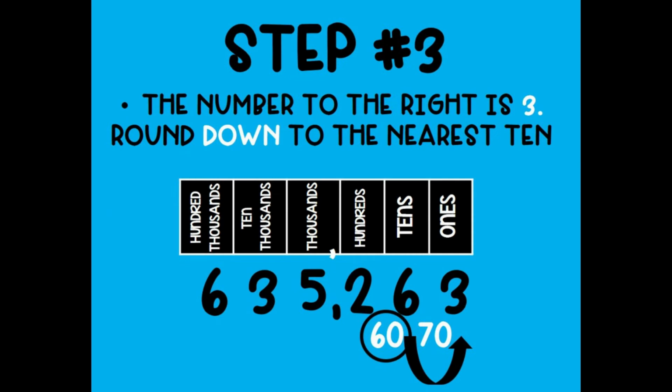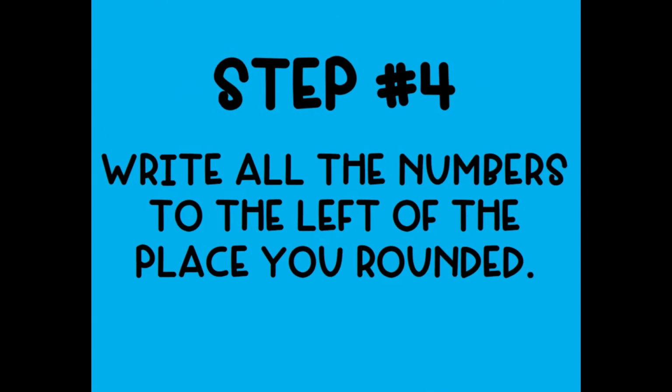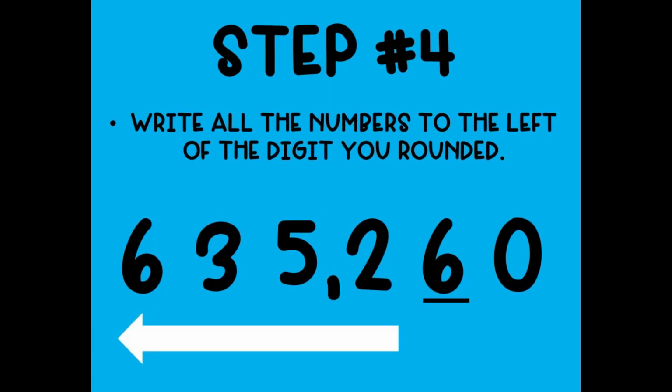3 is weak, or 4 or less, so we round down to the nearest tens. So we will round down to 60. Step 4. The last step is to write all the numbers to the left of the place you rounded. So we will include all the digits before the 60. So this number rounded to the nearest tens is 635,260.